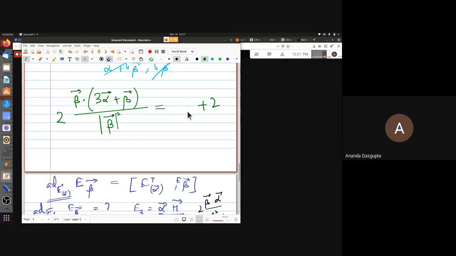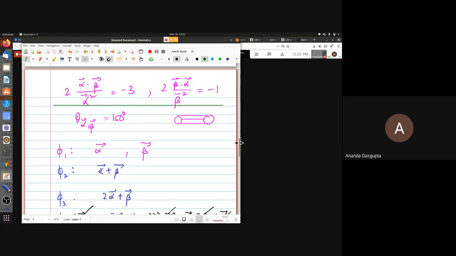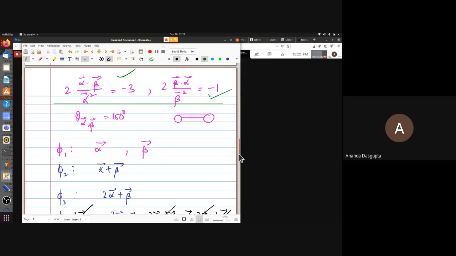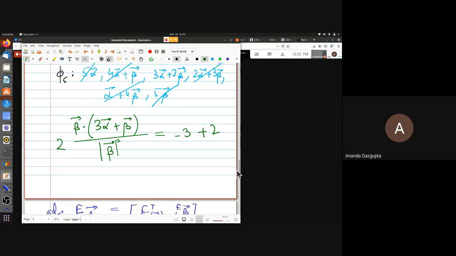No, it's -3. You were talking of this one, right? But that's not the one. This is the one. Remember, these two vectors are not equal in length. So alpha mod square and beta mod square are different. Beta mod is √3 times as large. Got it?